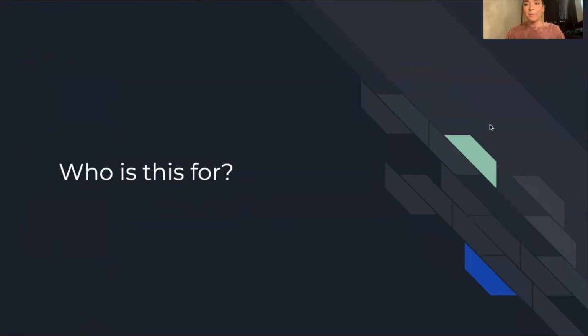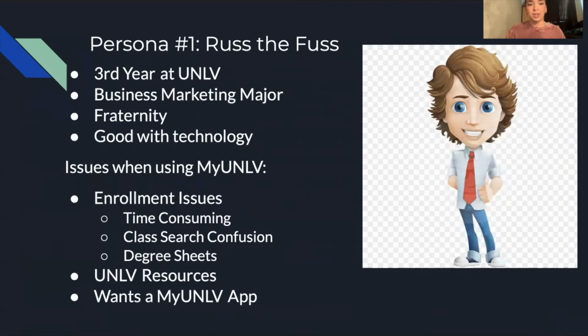Thank you, Wesley. My name is Danielle Bennett, and I'm going to be showing you guys who our app is going to be for. Starting with persona number 1, who is Russ the Fuss. He is called Russ the Fuss because he likes to be quick with things and try to complete all of his tasks regarding school and work as quickly as possible. And he's known for complaining about it.